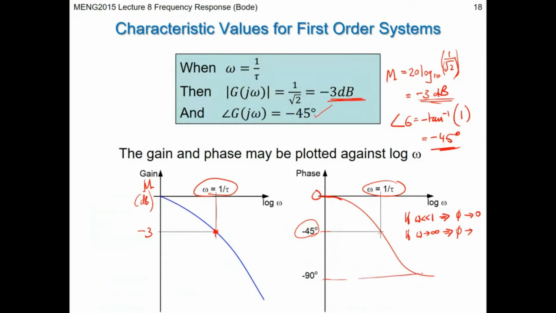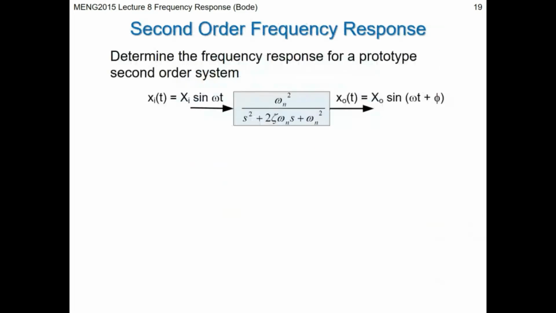You can see that as omega goes to infinity, our phase is going to minus 90. So we can do these kind of things, and I'm just showing you in a very simple first order type system, but we can do the same thing as we break down any system we have into component parts and apply the same kind of approach.